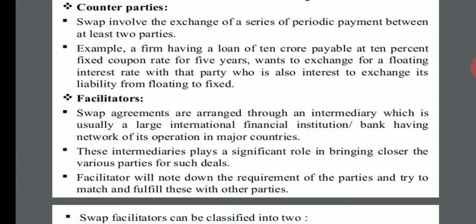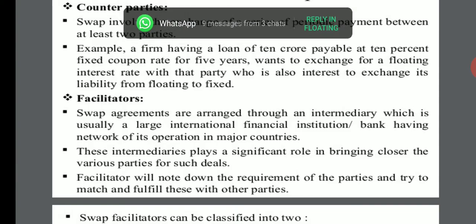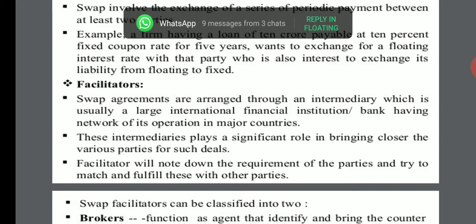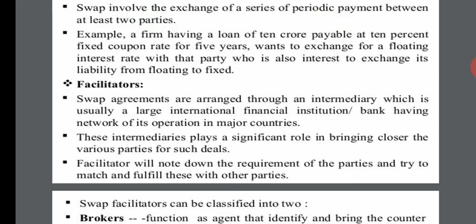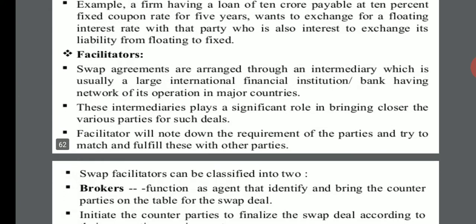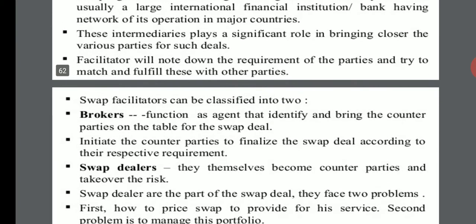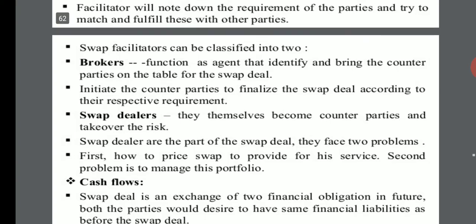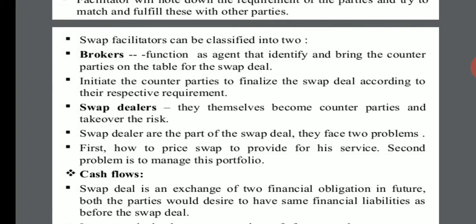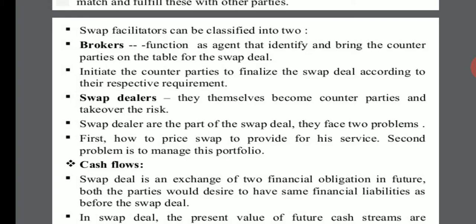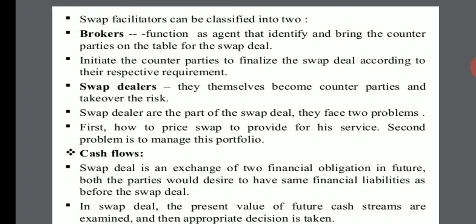Now, facilitators. Swap agreements are arranged through an intermediary, which is usually a large international financial institution or bank having networks of its operation in major countries. These intermediaries play a significant role in bringing closer the various parties for such deals. Facilitators will note down the requirement of the parties and try to match and fulfill these with other parties. Swap facilitators can be classified into two. First one is brokers. Brokers function as agents that identify and bring the customer counterparties to the table for a swap deal, initiating the counterparties to initialize the swap deal according to their respective requirements.